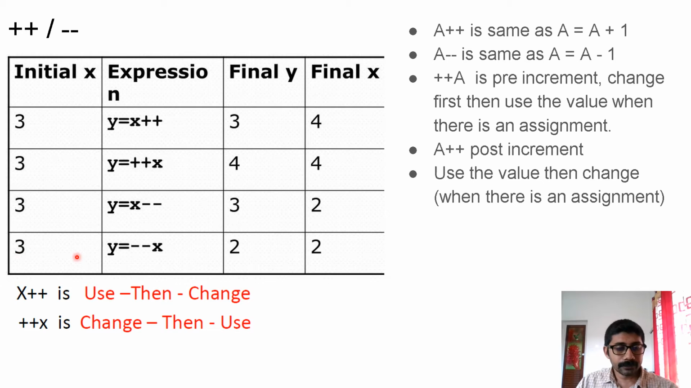Another case, that is pre-decrement. The initial value of x is 3. So y equal to minus minus x. First change the value, then use. So first I have to change 3 to 3 minus 1, so it will be 2. Then I have to use it. That means the final value of y will be 2 and the final value of x will be 2.